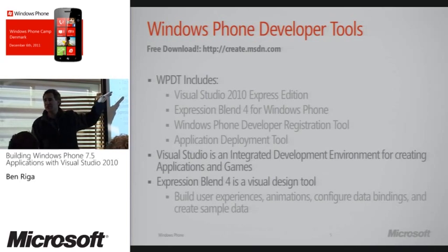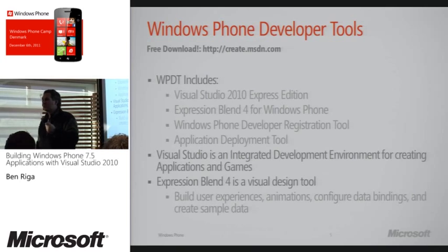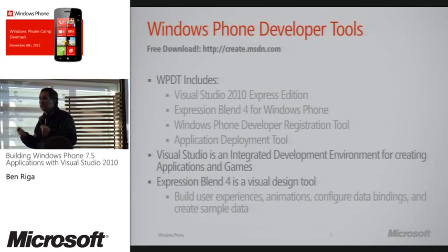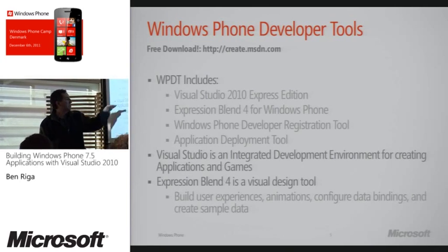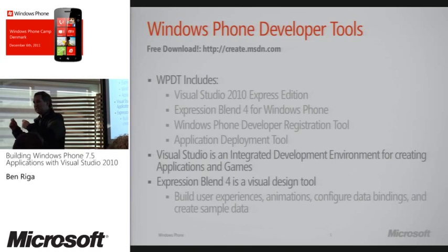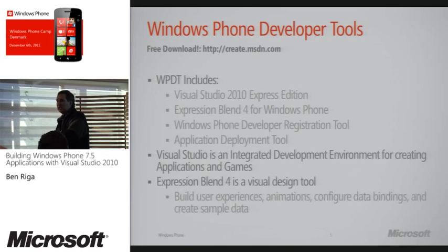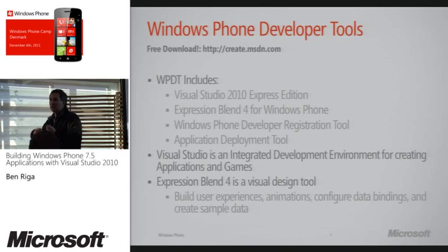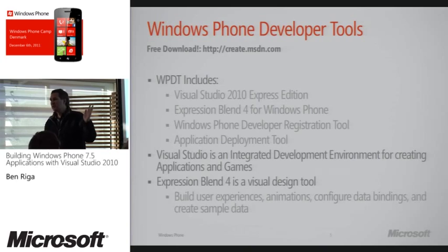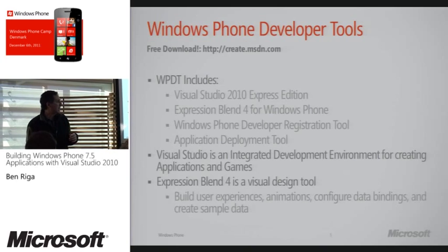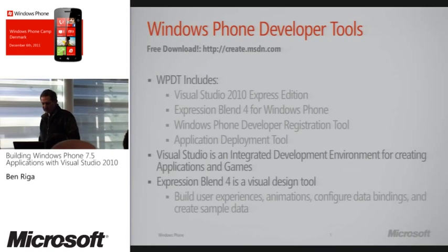There is the Windows Phone registration tool that allows you to register your device, essentially unlock your device so you can sideload, and the application deployment tool so that you can actually take your XAP file that you have on your desktop and sideload it to your device. So Visual Studio, I think most of you know, is an IDE for creating apps and games, and then Expression Blend is a visual design tool. And we'll spend a couple of minutes looking at that.